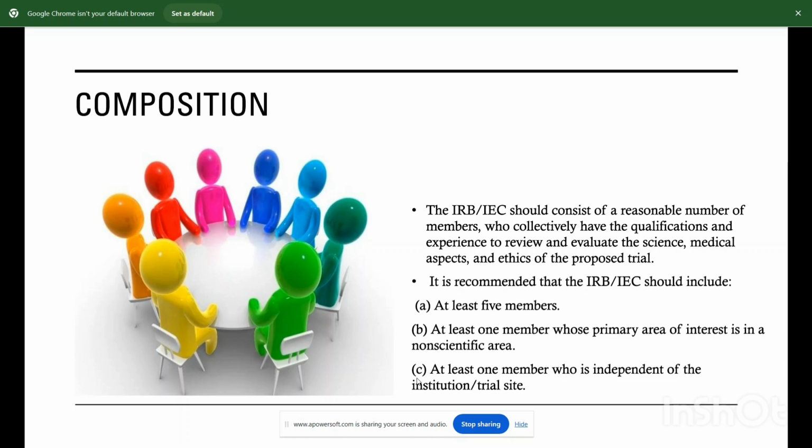And as per our Indian guideline, it suggests there should be a chairman, member secretary, a clinician, basic medical scientist, social worker, legal expert, and layperson. These are the members required as per the Indian regulation, the NDCT rules, which recommend that.